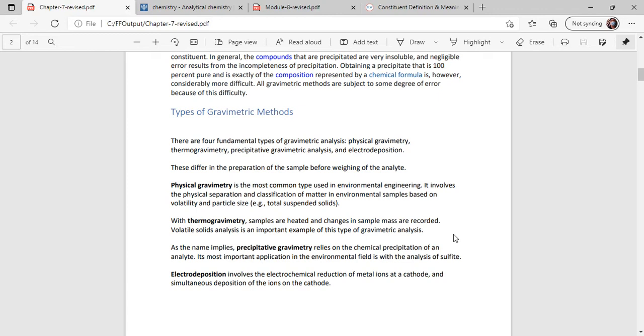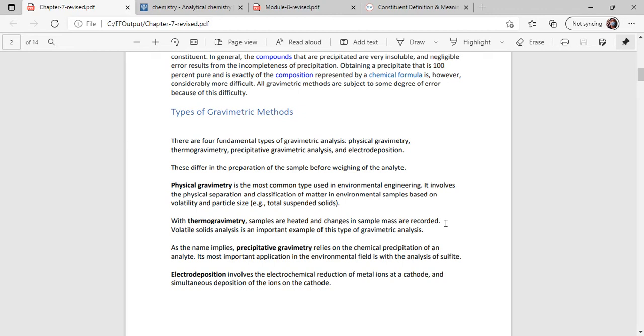So there are four fundamental types of gravimetric analysis: physical gravimetry, thermogravimetry, precipitative gravimetry, and electrodeposition. These differ in the precipitation or preparation of your sample before weighing your analyte. Your physical gravimetry is the most common type used in environmental engineering. It involves the physical separation and classification of matter in environmental samples based on volatility and particle size.